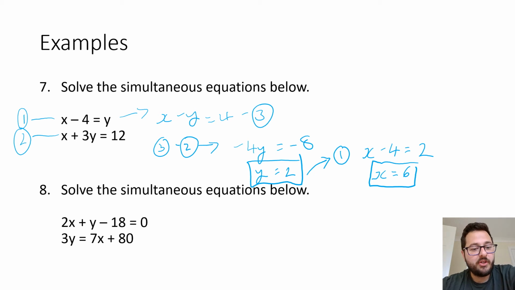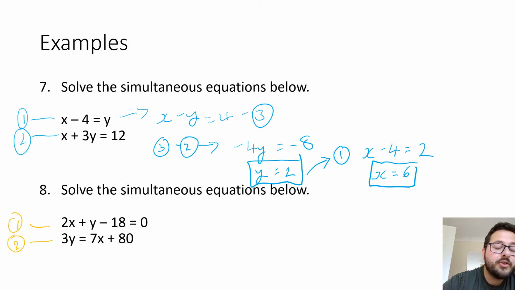Okay, and then we want to solve the simultaneous equations below. So again, let's fix them a bit. So the first, let's number them again. So we've got 1, we've got 2. So let's just turn these around. So this is going to be 2x plus y, and I want the 18 on the right. So let's add 18 to both sides and let that be 3.